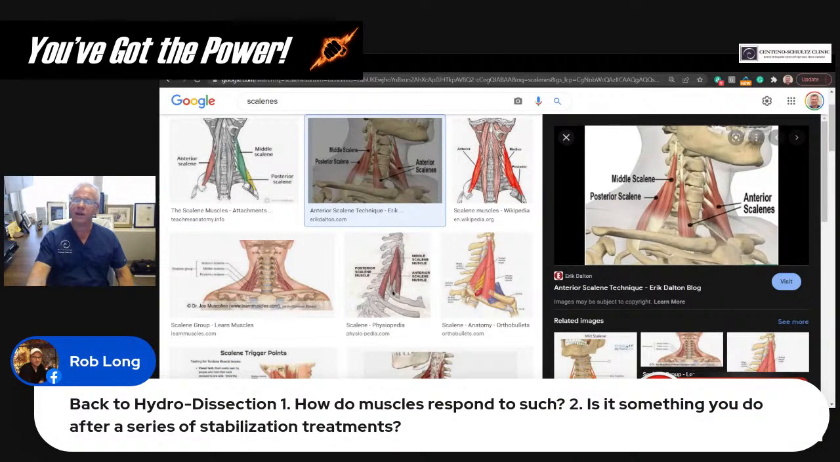Rob, back to hydrodissection, how do muscles respond to such? Is it something that you do after a series of stabilization treatments? Yeah, Rob, so I think we're talking about nerve hydrodissection. And when it comes to nerve hydrodissection, frequently the nerves live between the muscles. So they're usually in those compartments where muscles come together. And so the muscle isn't directly treated there, other than the muscle fascia maybe, because it's usually 2, but oftentimes 3 muscles that come together that form a canal, and that's where the nerve runs.